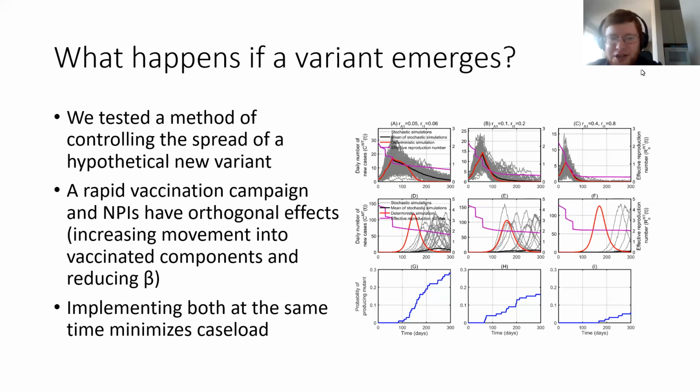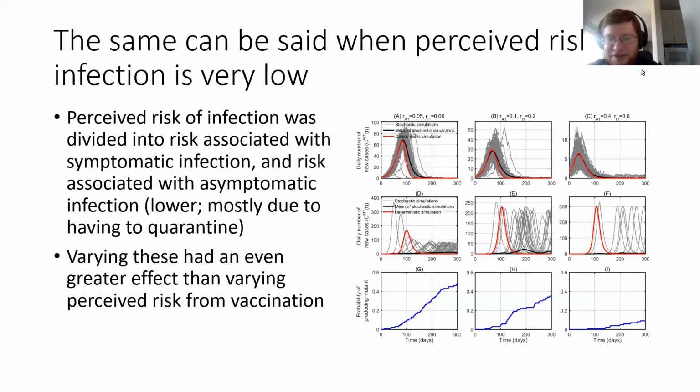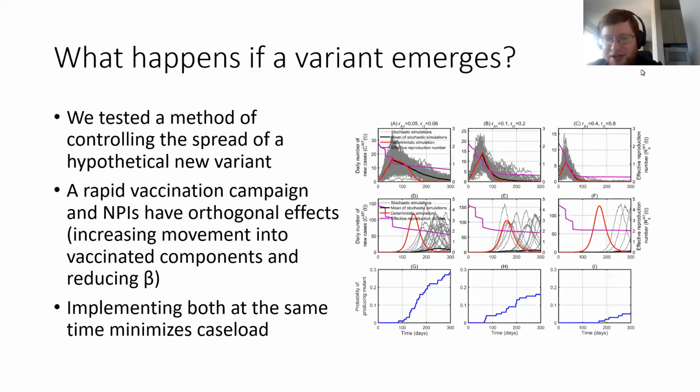So as you can see, this is similar to these graphs that I showed you back here. This is just plotting in each column the fear of infection of the wild type, because that was the parameter that we found had the greatest effect.